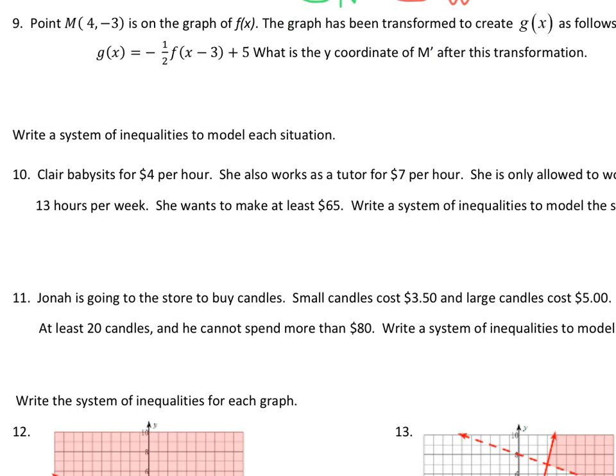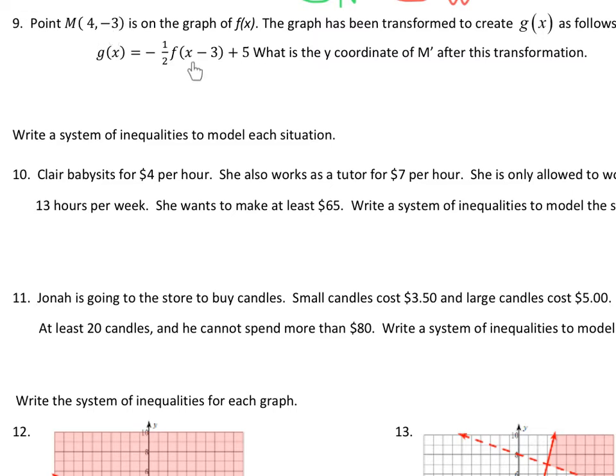All right, so question 9 is very similar to a question you got on the last test. And it asks about point M. It says point M is (4, -3), and it's on a graph of f of x. The graph has been transformed to create g of x as follows. G of x is -1/2 of f of (x - 3) plus 5. What is the y coordinate of M prime after this transformation? Okay, so what we really need to look at right here is just what happens to the y value. It's only asking about y. So it's not asking about the x.